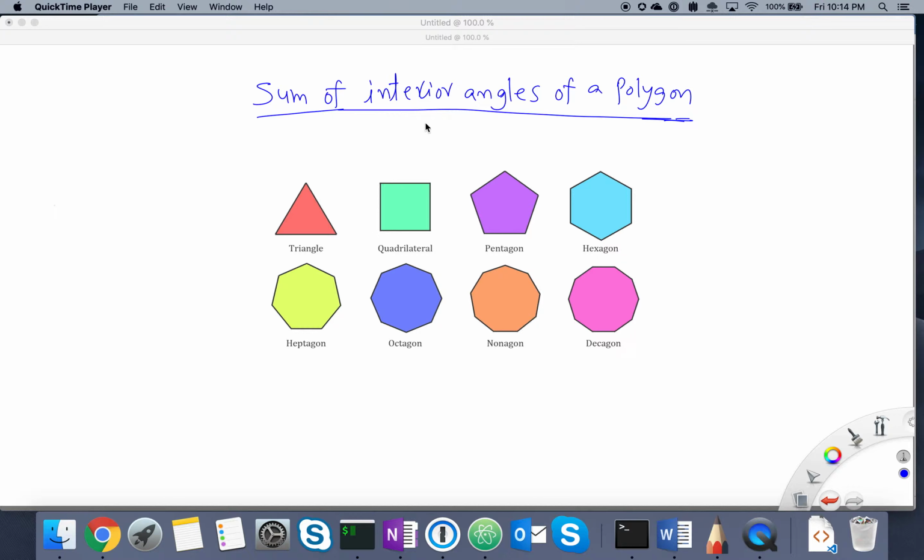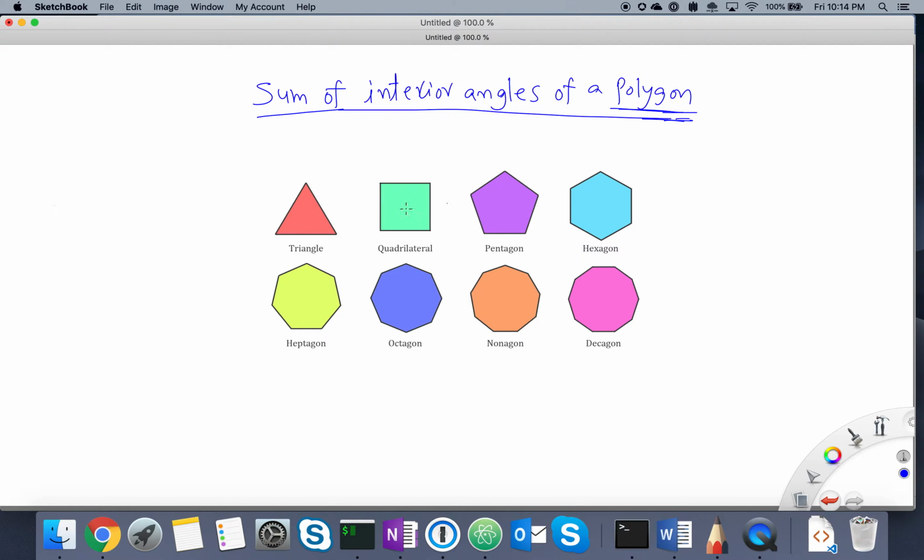This is going to be a very short video on a very specific topic about polygons. We all know what a polygon is. A polygon is a closed two-dimensional figure that is only made with straight sides.